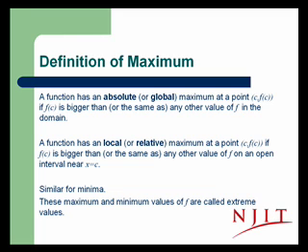A function has a local or relative maximum at a point c, f of c, if f of c is bigger than or the same as any other value of f on an open interval near x equals c. So in the case of a local maximum, what we're saying is this is the highest point that we have nearby. That there might be a higher point further away.